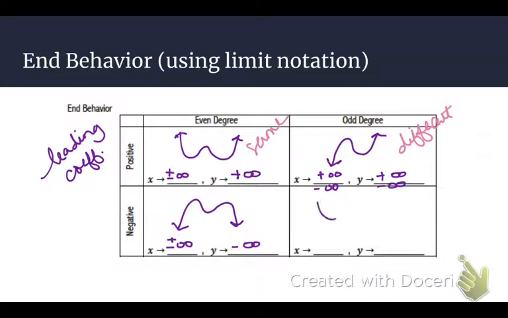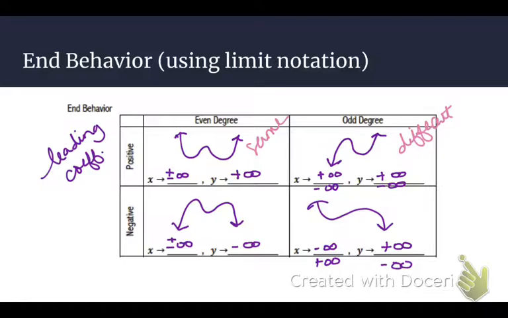If I reflect that function, so we're going in that direction, then the end behavior changes. So as x goes to negative infinity, the function is going up to positive infinity, and as x goes to positive infinity, the function is going down to negative infinity. So that's a lot of positive and negative infinities.